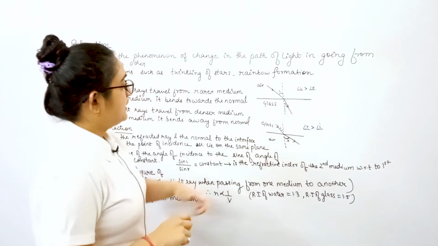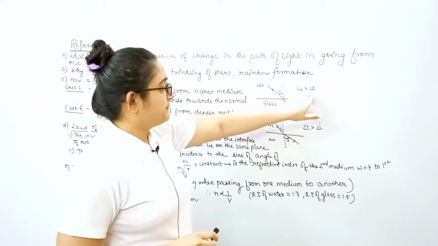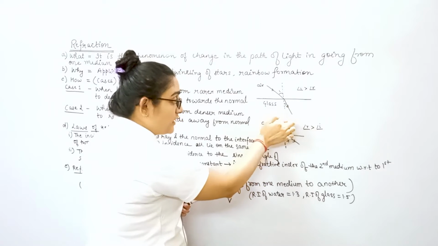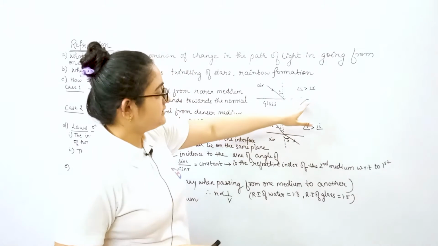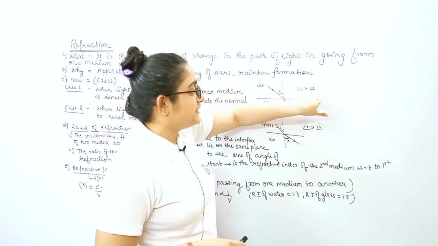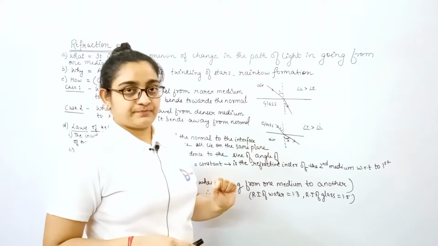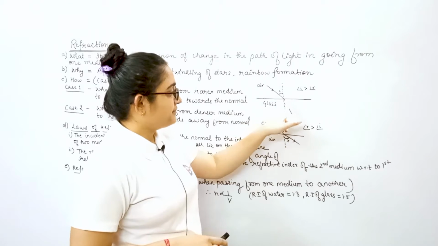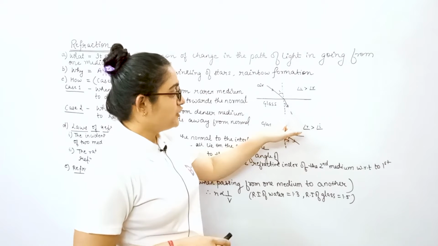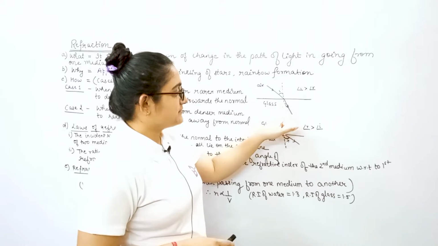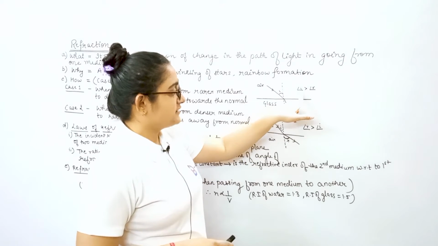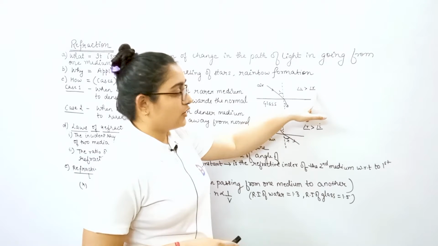Now, an important concept over here is that in case 1, as the refracted ray is bending towards the normal, I have written over here that the angle of incidence is greater than the angle of refraction in this situation. Because here you can see the refracted ray is bending towards the normal. So this angle will be smaller and this angle will be larger. So angle of incidence is greater than angle of refraction.